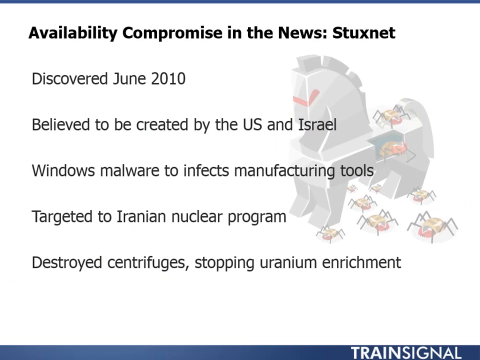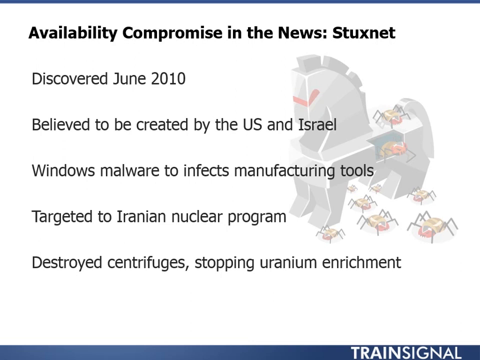Let's talk about a real-world availability compromise. This one is really cool. I think it's pronounced Stuxnet. I'm going to go with that. This is a software-based worm that was discovered in June of 2010. It was basically Windows malware that could spread from one computer to another.